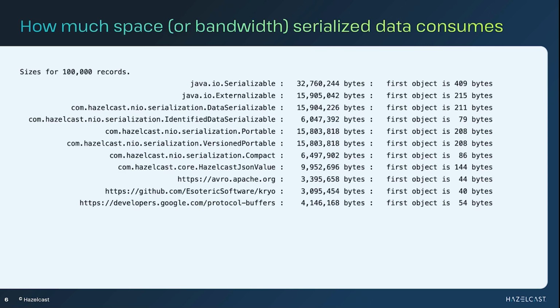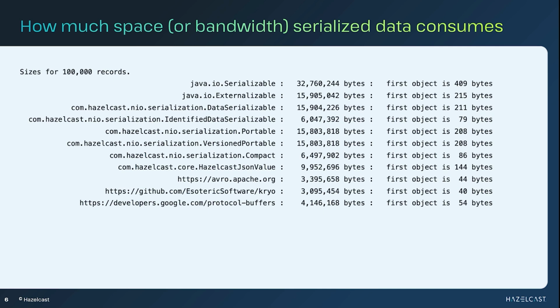We've now reached the airing of grievances against Java serialization. Performance is just one of several criteria we'll use to evaluate serialization alternatives. Our first measurement is to look at how much space our serialized objects consume. Now, these benchmarks have been around for a while, but I recently reran them with Hazelcast 5.5 and Java 17 to see how things have changed.